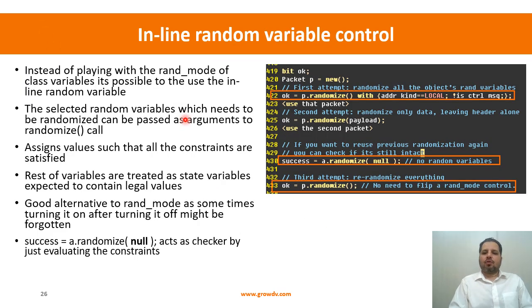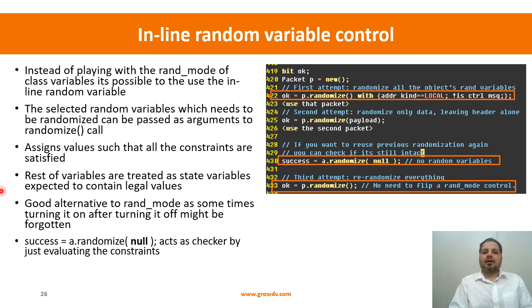So with the rand mode, one of the challenges that you might face is that you might turn off a particular rand mode for a particular variable, and then you might forget to turn it on. Okay, to prevent that, there is one more alternative way that can be used, wherein when you call the randomize, you can pass the set of variables that you would like to really randomize, and when you do that, what happens is the rest of the variables are treated as state variables. Those are not touched by the randomize.